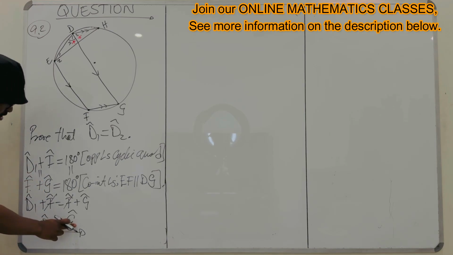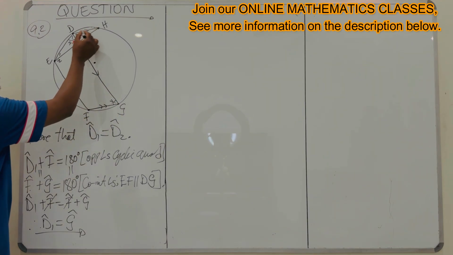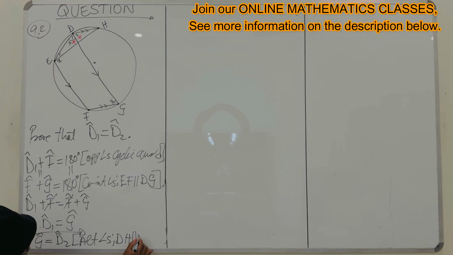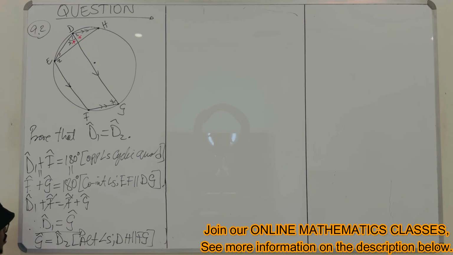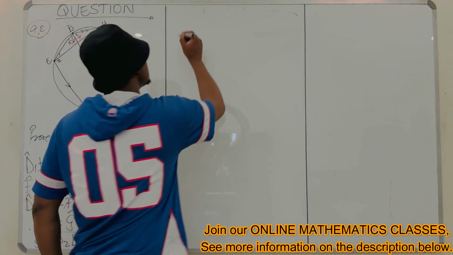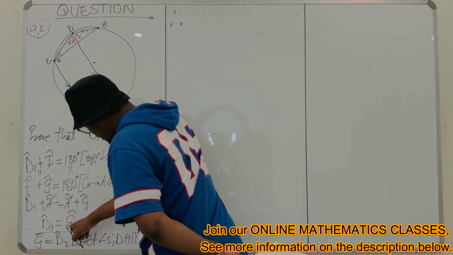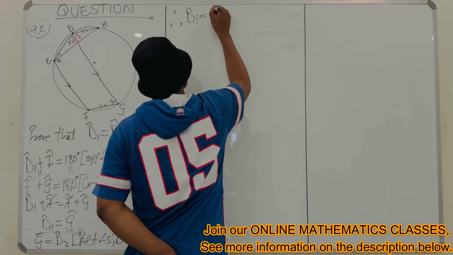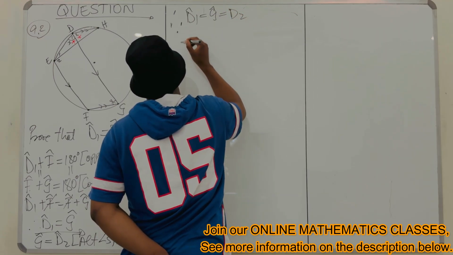But look now, this G here is the same as that D2 because these are alternate angles. So we can say G is equal to D2. Why? These are alternate angles on parallel lines, because your DH is parallel to FG, right? So look now, your D1 is equal to G, and this G is equal to D2. So these two things should be the same because of the transitivity of equality. Therefore, D1 is equal to G, and G is equal to D2, so all three of these are equal. Therefore, D1 is equal to G, which is equal to D2, which is what we want to prove. We're done here, which is what they want us to show.